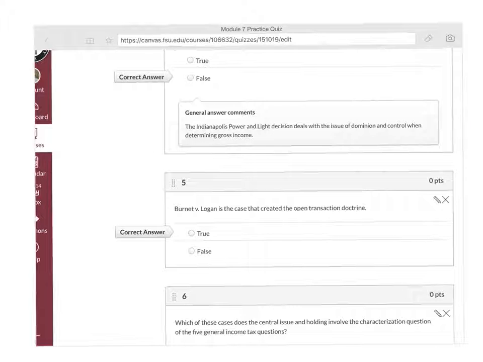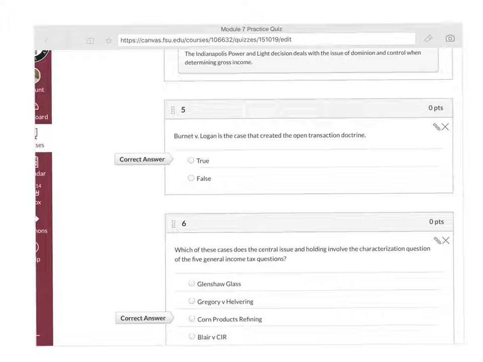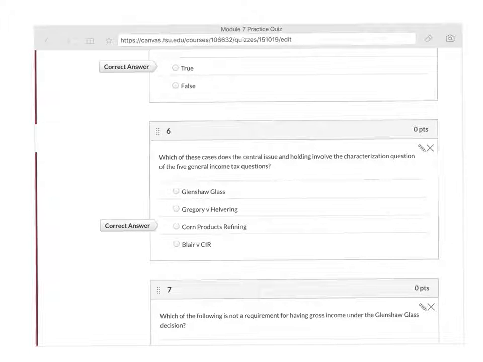Number 5, Burnett versus Logan is a case that created the open transaction doctrine. This is true. This is the central holding. It's also a doctrine that comes with another thing I can test you on. And the same types of questions are also what you find in the multiple choice.